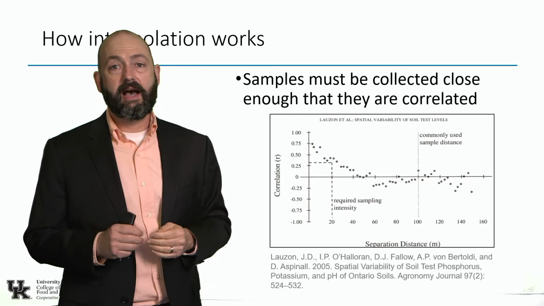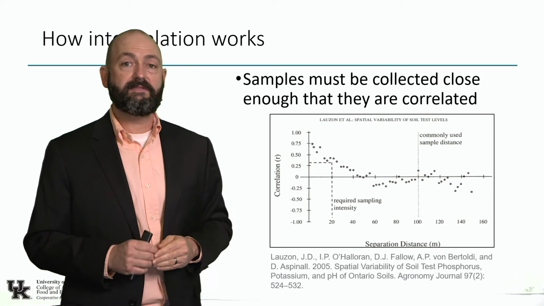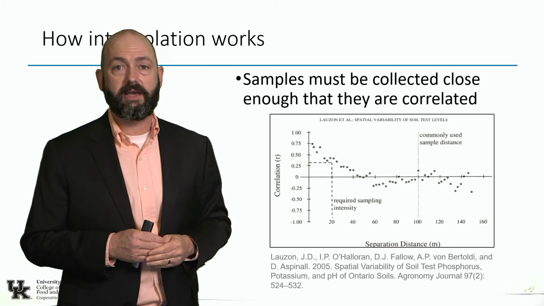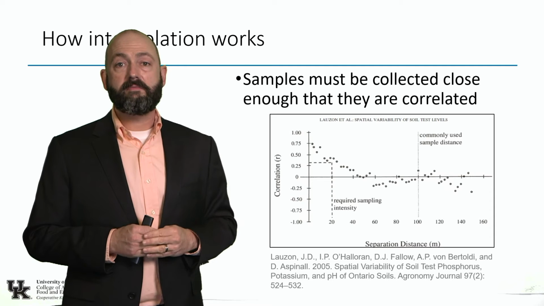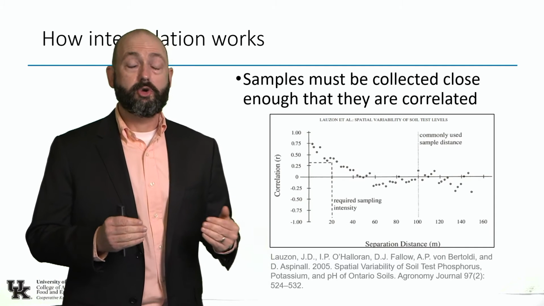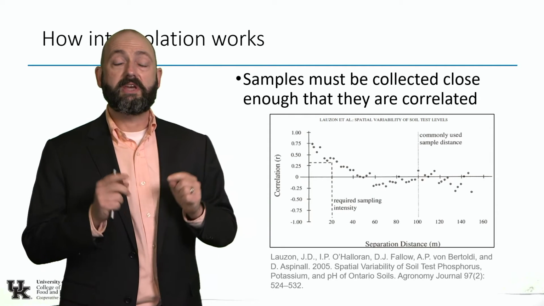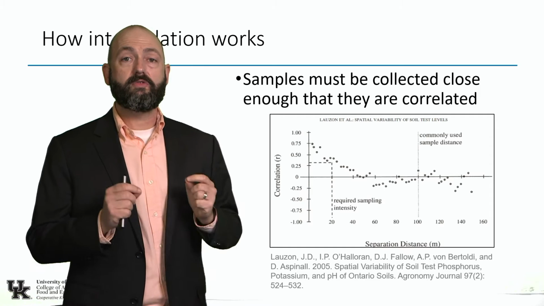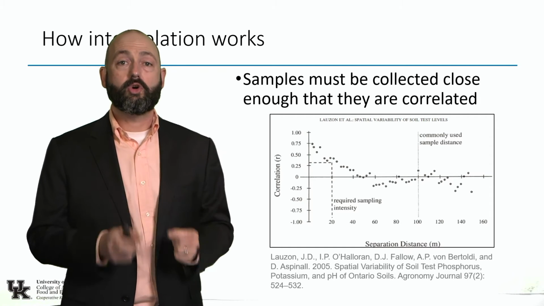And actually, I know that a lot of us have been doing grid sampling for many years and have a lot of data and spent a lot of money on grid sampling. But I think many people are surprised to find out that that may have been wasted money. It's not that grid sampling isn't beneficial. You can learn a lot about variability across the field from grid sampling. But the interpolated map is often wrong because those samples have to be collected close enough that they're correlated.